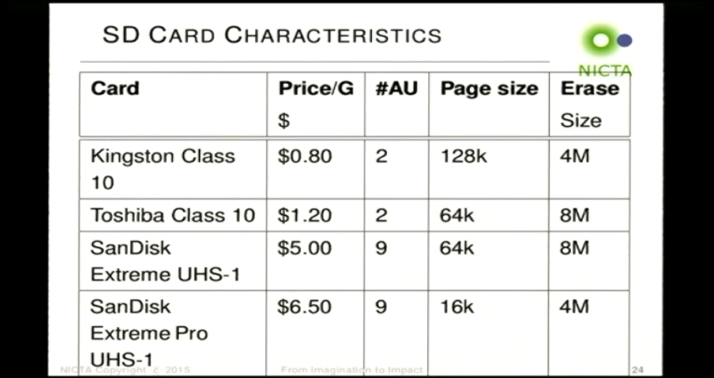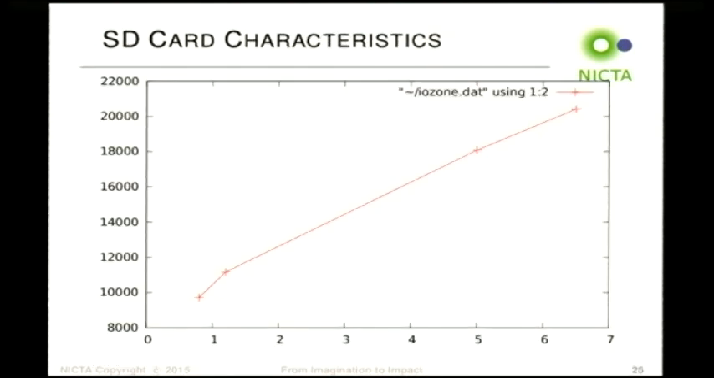The others had 9, which was quite nice. Now, I tested these in a Sabre, which doesn't have a UHS-1 interface. So all the graphs I'm going to show you for these cards have a maximum transfer rate of 24 megabytes per second. First thing we did was IOzone. The bottom line is price per gigabyte. The line at the side is KB per second for an IOzone read test. You'll notice that the curve is pretty flat until you get to the Kingston one, which goes down fast. That says that even at 80 cents per gigabyte, Kingston is not good value.